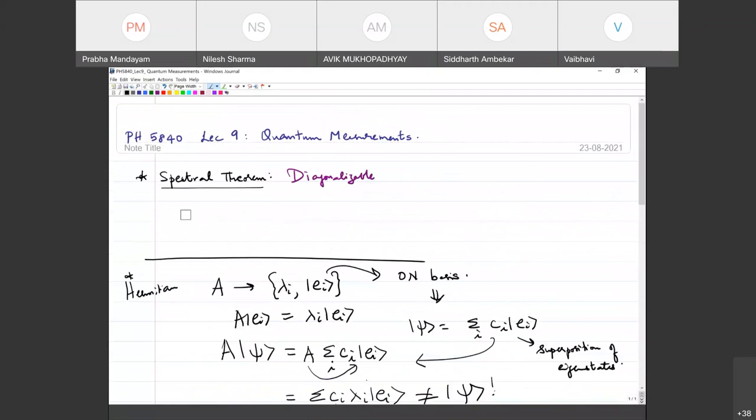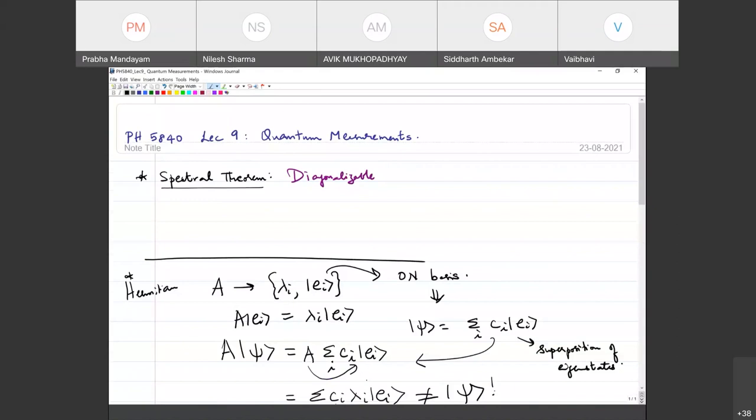Yeah, indeed, that's also a valid eigenvalue equation. So yeah, zero can be an eigenvalue as well. In fact, the set of vectors on which an operator acts and gives a zero eigenvalue is essentially what's called the null space of the operator. Right? Thank you, Siddharth.